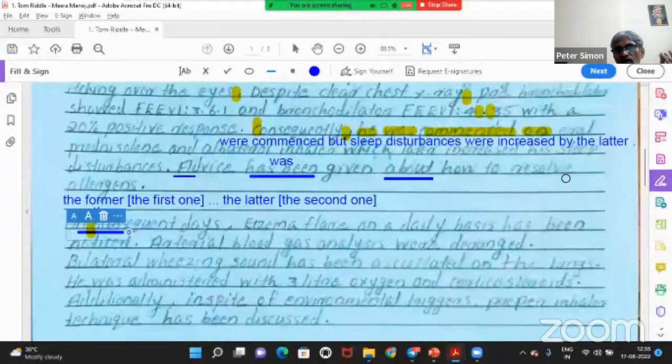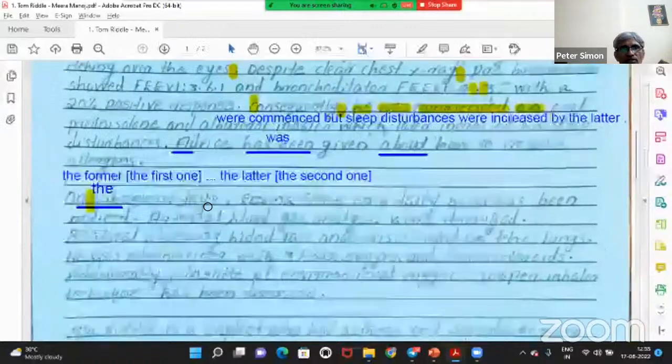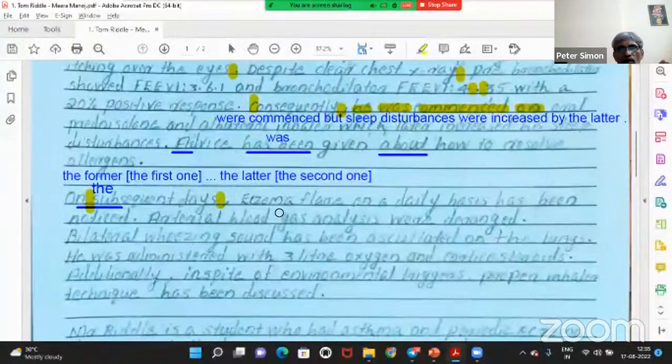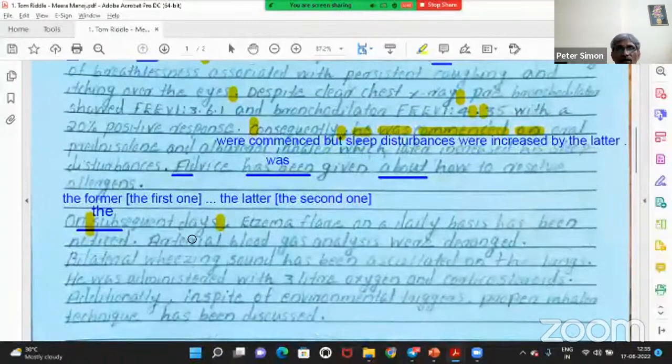Now next, here is a sentence: on the subsequent days, eczema flare on a daily basis has been noticed. Already you have said on the subsequent days, and then you say on a daily basis. So daily and subsequent days are clashing. Daily basis means days, so this is some sort of repetition. On a daily basis means regularly. Regular eczema flare on the subsequent days has been noticed.